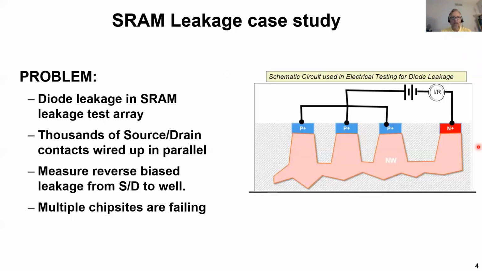Consider a case study that might happen in the real world. Suppose you have a diode leakage array that's built up like an SRAM to test for leakages in an SRAM environment. The structure could have thousands of source drain contacts wired up in parallel. The test measures the reverse bias leakage from the source drain to the well, and multiple chip sites are failing. Here's a crude schematic showing basically what the test is doing.